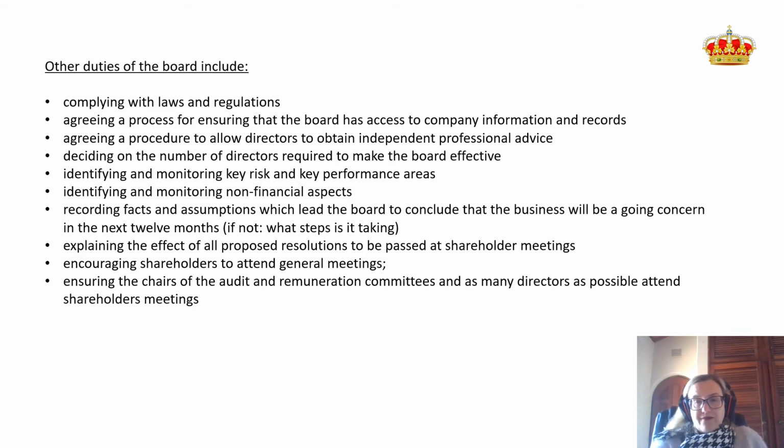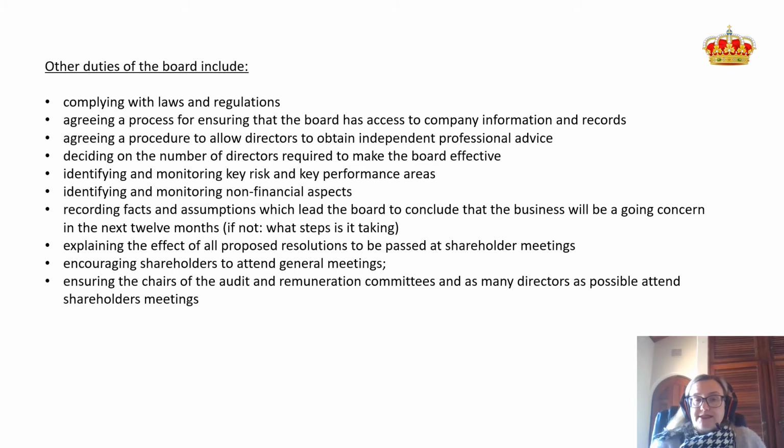The board will also have other types of responsibilities that come to it. Obviously, compliance with laws and regulations. You'll remember from King, the board must ensure as a minimum that it is in compliance with laws and regulations. The board must agree a process for ensuring that it has access to all the information and records that it needs, and that there is a procedure for directors to obtain independent advice. So this is going and finding a lawyer or an independent accountant who can assist the directors, thinking back to our business judgment rule and their fiduciary duties in that regard.